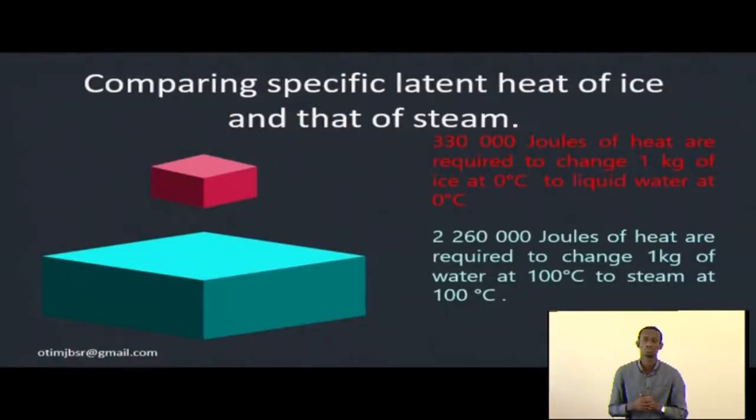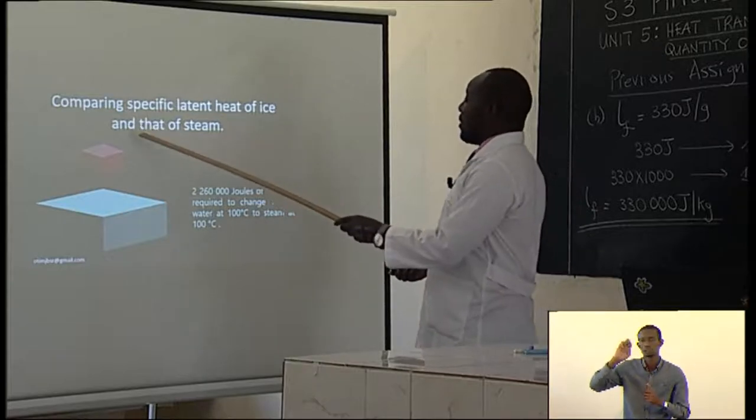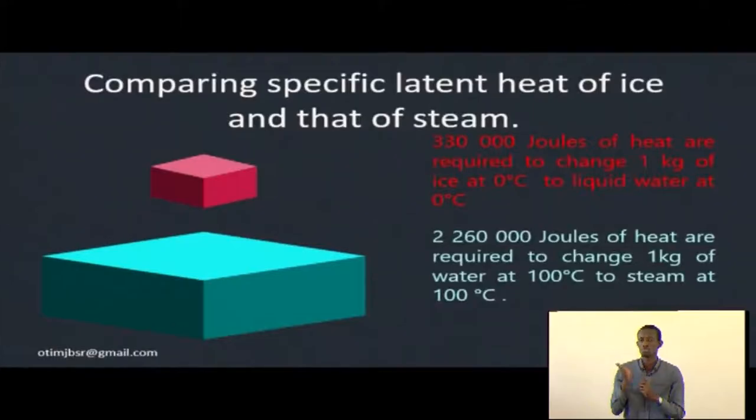If we compare, in this slide, the specific latent heat of ice, which is latent heat of fusion, and also the specific latent heat of steam, which is latent heat of vaporization, they don't have the same value. They don't. The specific latent heat of steam is 2,260,000 joules per kilogram.